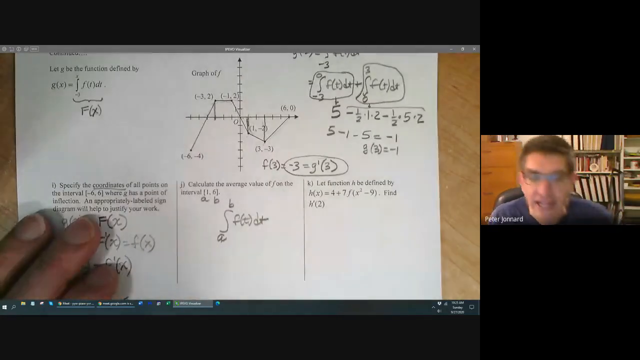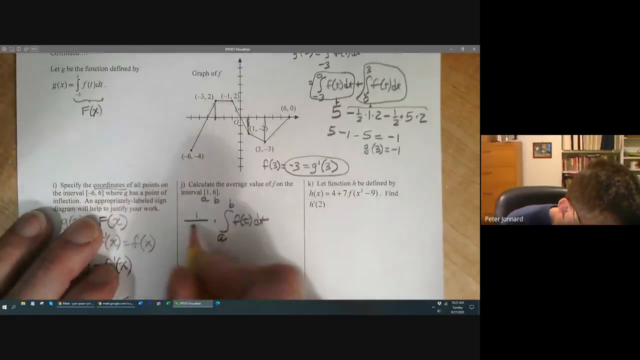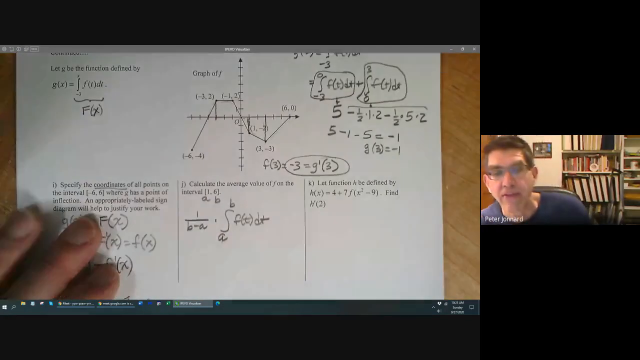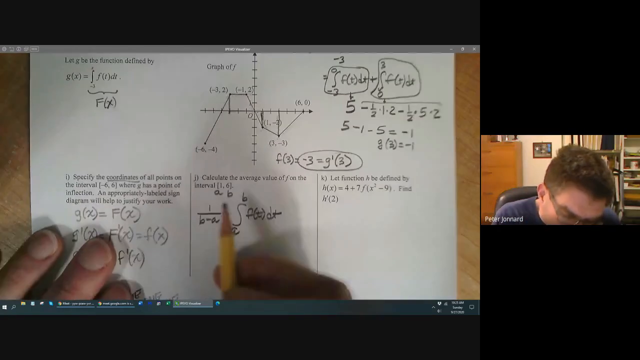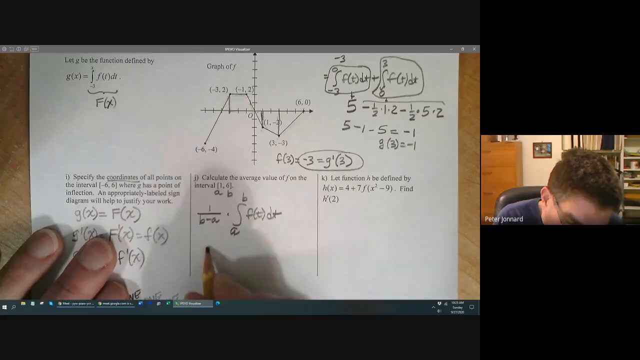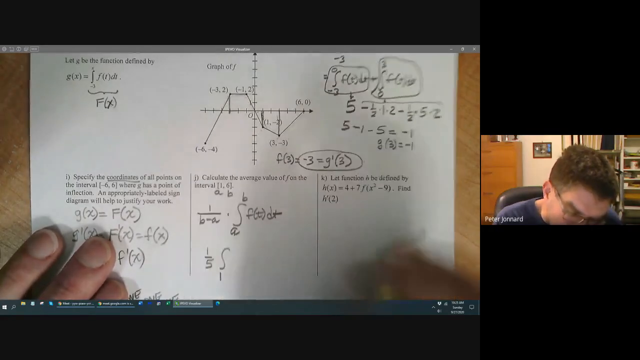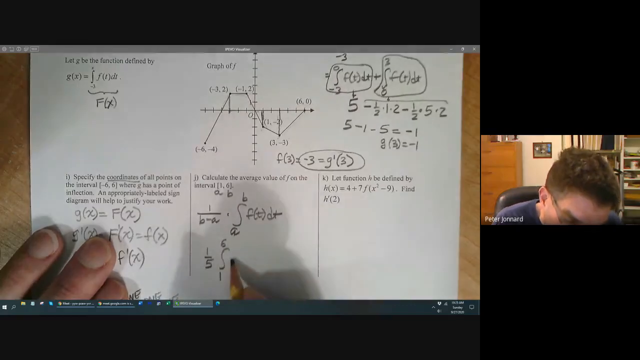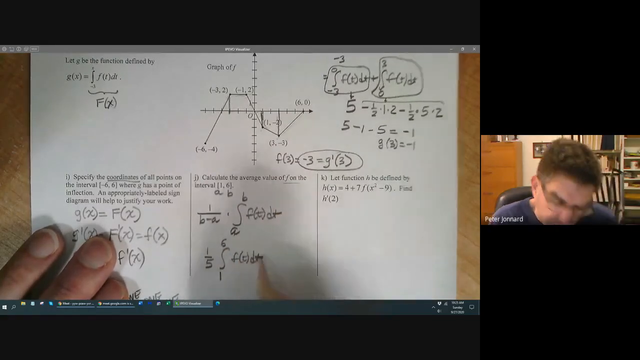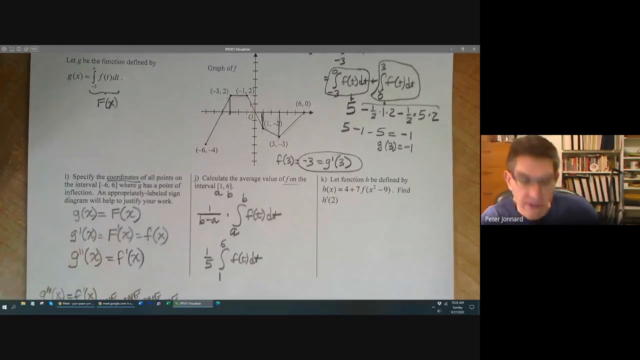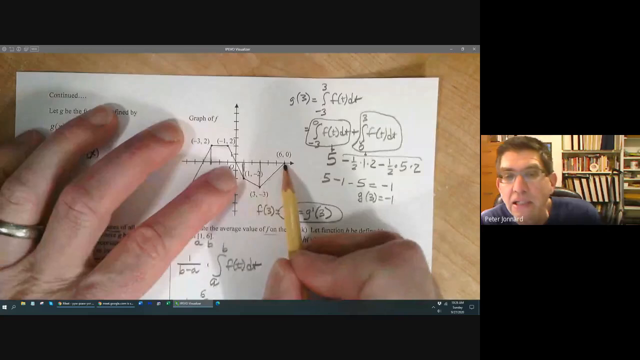And so instead of dividing by b minus a, we multiply that by 1 over b minus a, like so. This is one way of handling it. Okay. And so we have b minus a, that would be 5. So we want 1/5 of the integral from 1 to 6 of this function f of t dt. Okay. And so we basically need to figure out, well, what's the area going from 1 to 6?